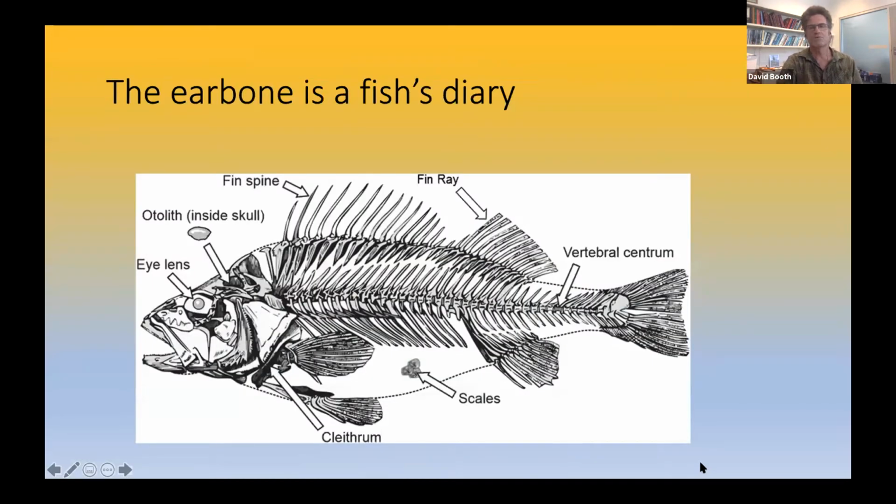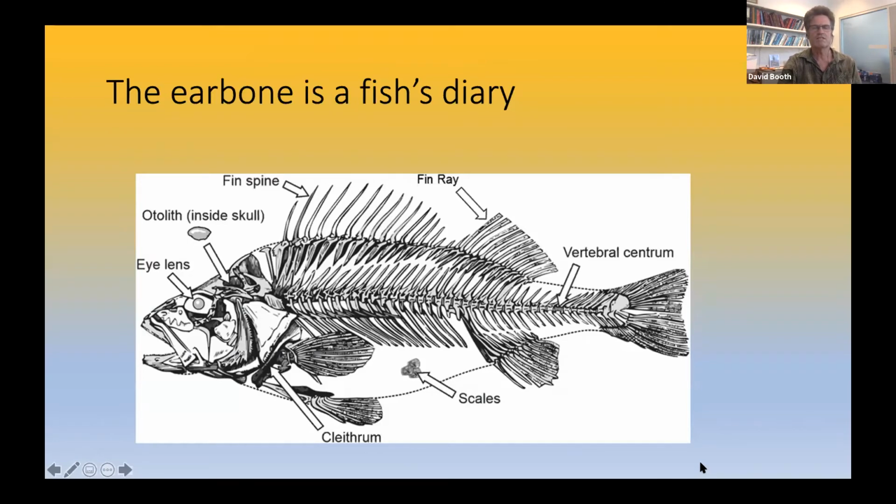So a fish lecture would not be complete without a dissection or a cross section of a fish, would it? And so this particular fish, this bony fish, I won't go through the anatomy, but up on the top left, you'll see a little thing called an otolith. Otolith literally means ear stone, and it's found inside the fish's head. And you might ask, so what? Well, it turns out this ear bone is really the equivalent of a diary to a fish.